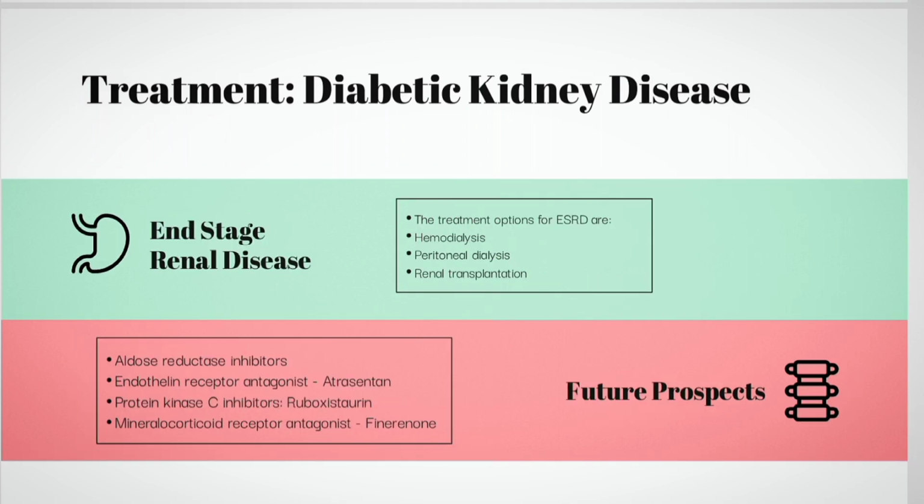For the treatment of end stage renal disease, the treatment options are hemodialysis, peritoneal dialysis, and renal transplantation. And there are some future prospects for the treatment of diabetic kidney disease. These are the use of aldose reductase inhibitors, endothelin receptor antagonists, protein kinase C inhibitors, and mineralocorticoid receptor antagonists.